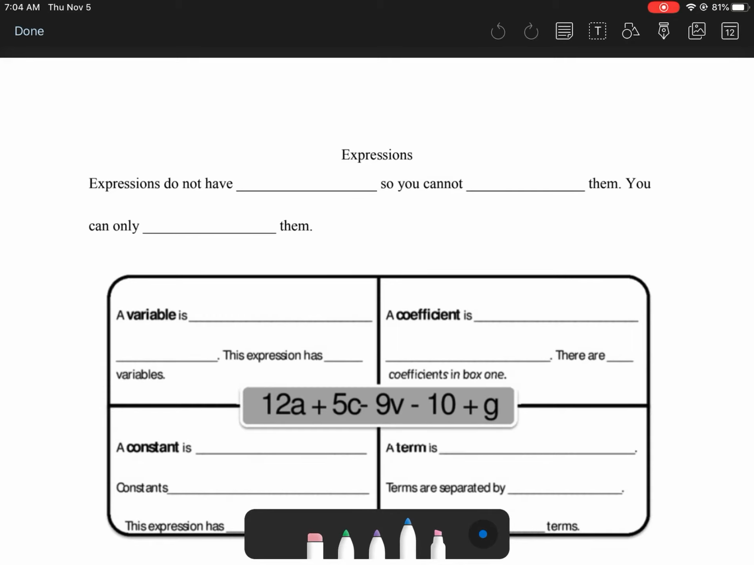Hey guys, today we're going to talk about expressions. Now, expressions do not have an equal sign. So you do not see one of these in an expression, so you are not able to solve them. The only thing you can do with an expression is simplify them. So you're going to hear a lot about simplifying an expression.